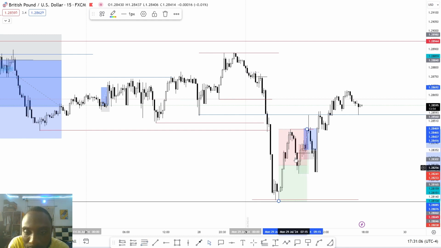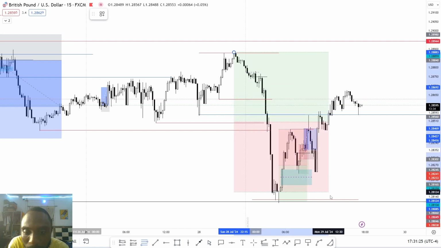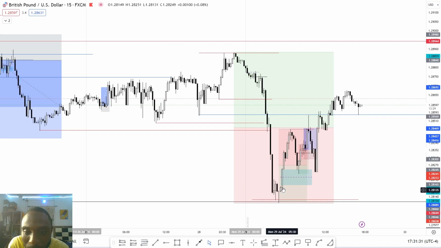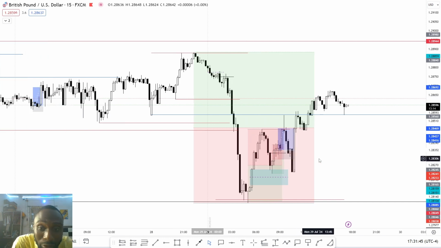It touched the 4 hour OB, went to the upside. This is premium, this is discount. It came back down to discount and filled a gap. And the reason why I took this buy was because I was expecting something like this. I was expecting price to go back to premium and start dropping. You understand? That was what I was expecting.